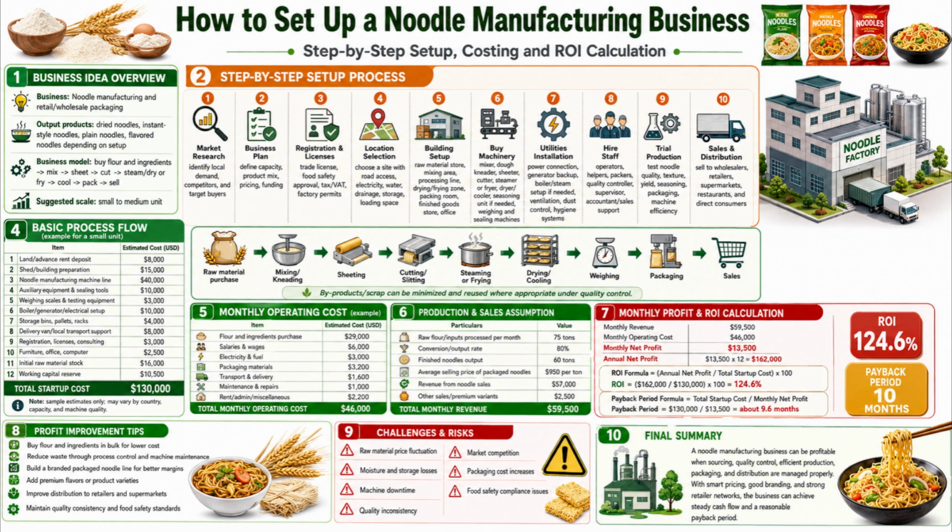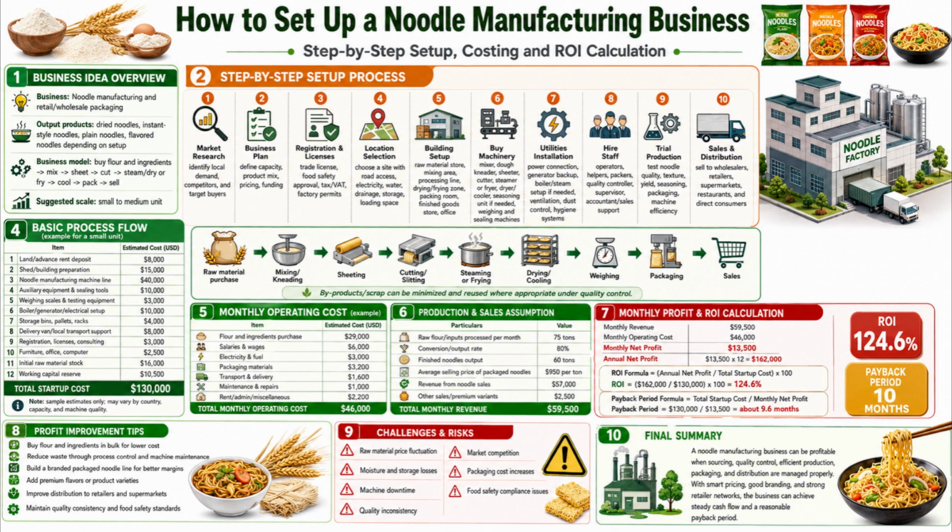Then, prepare a proper business plan. In this plan, define your production capacity, product mix, target market, pricing strategy, funding requirement, expected sales, and profit target. After that, complete registration and licenses such as trade license, food safety approval, tax or VAT registration, and factory permits as required in your country.